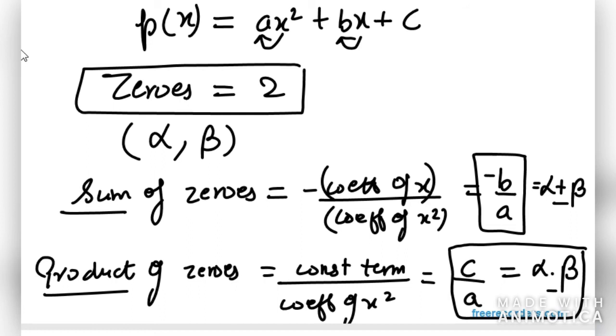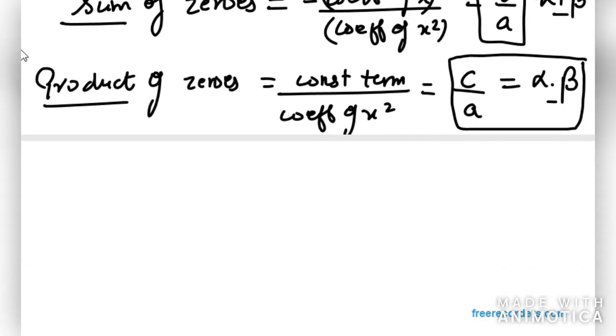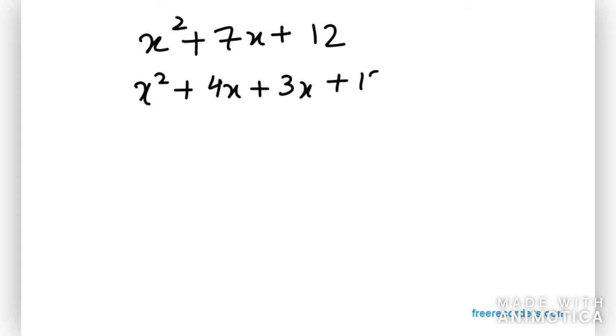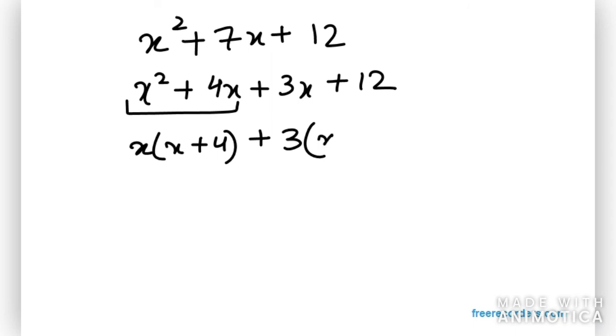Now let me tell you one question for this. So we have a polynomial x square plus 7x plus 12. Now we need to verify the zeros and its coefficient. So first of all we need to split the middle term here. So it will be x square plus 4x plus 3x plus 12. Now taking common from first two values, again taking common from last two values.